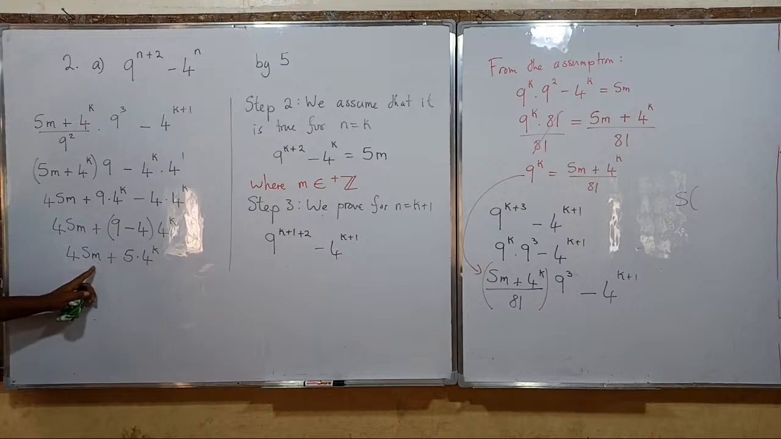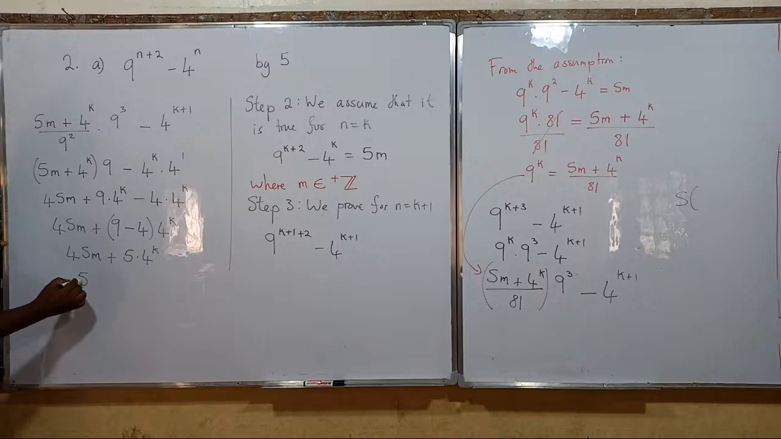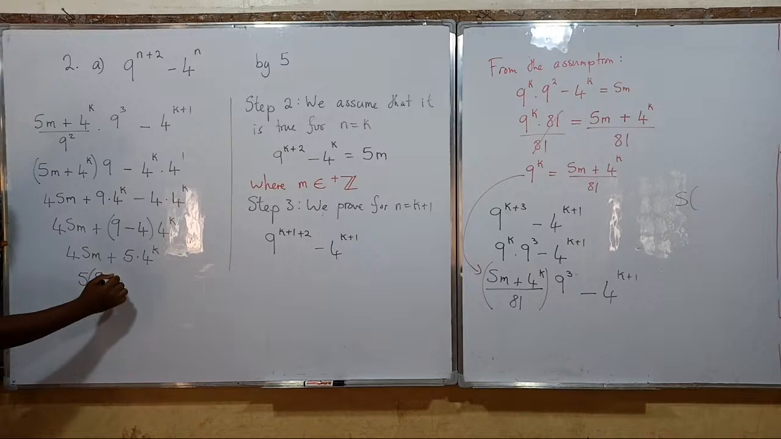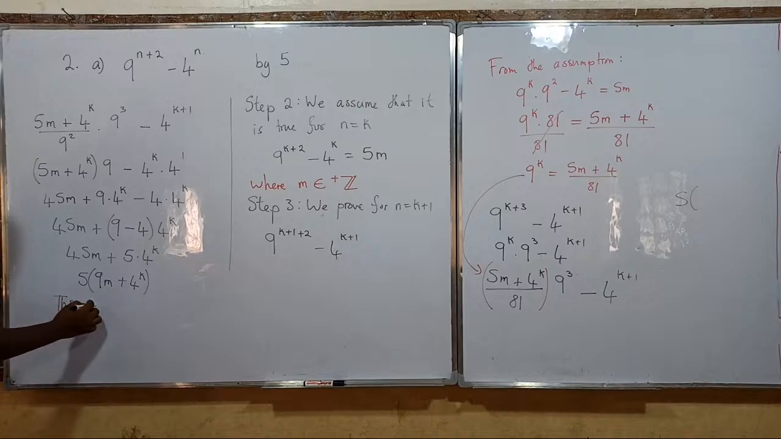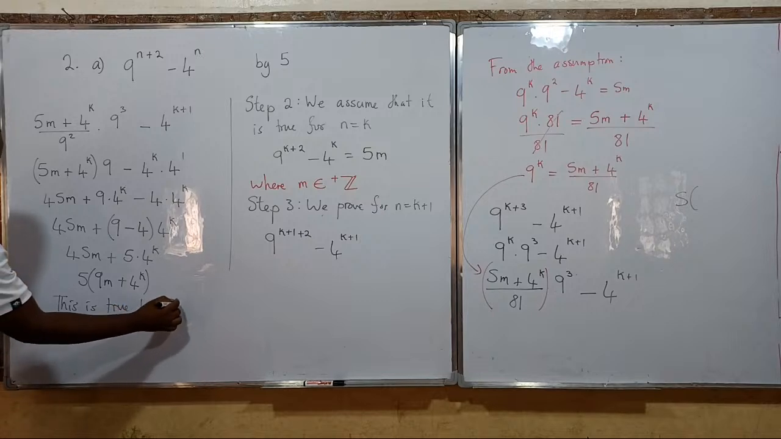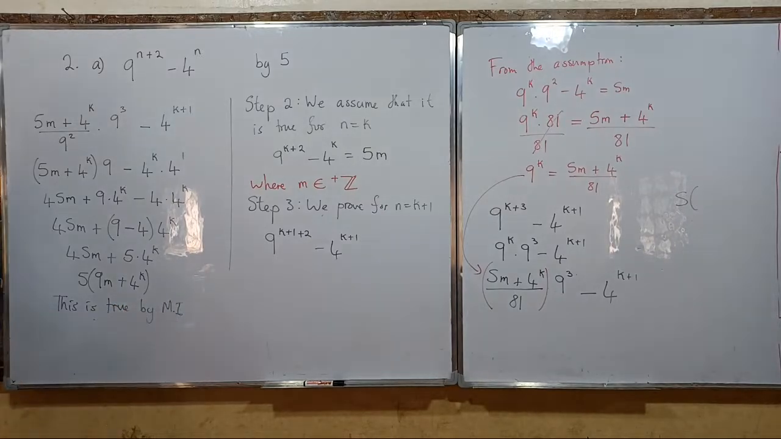5 can go into 45, 5 can go into 5. So let's factor out the 5. If we factor out 5, what remains here? 9. Factor out 5 here, what remains? 4 to the k. So we have managed to factor out a 5. So since we've managed to factor out a 5, it means that this is true by induction.